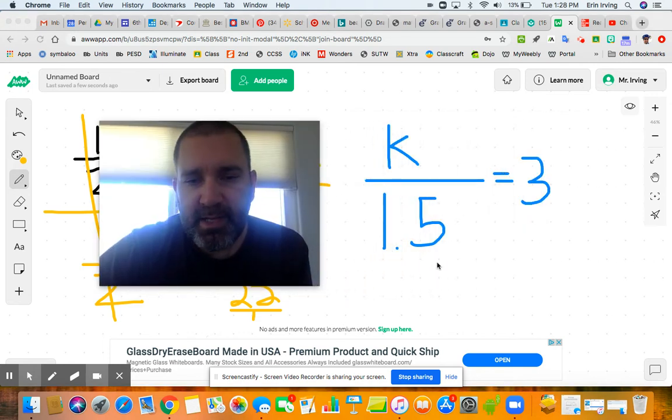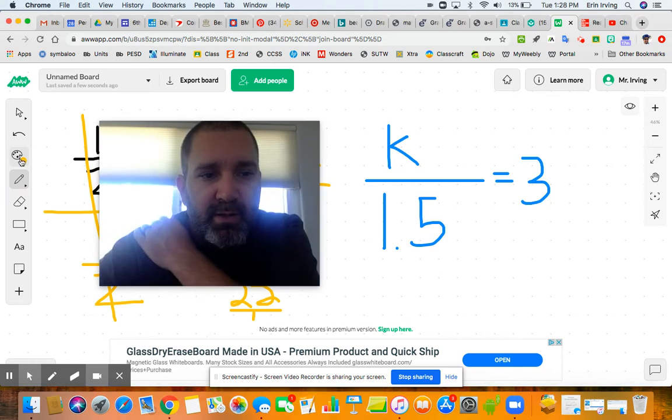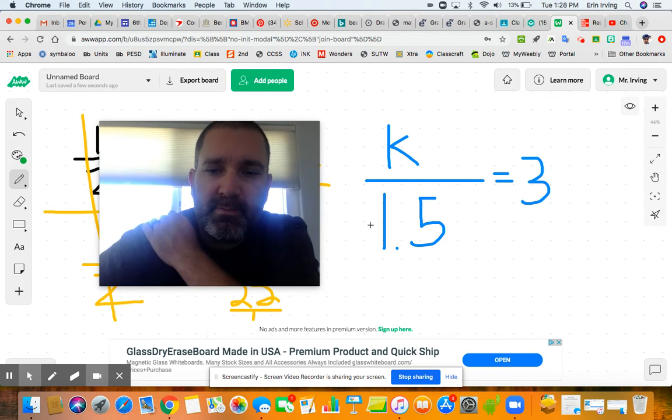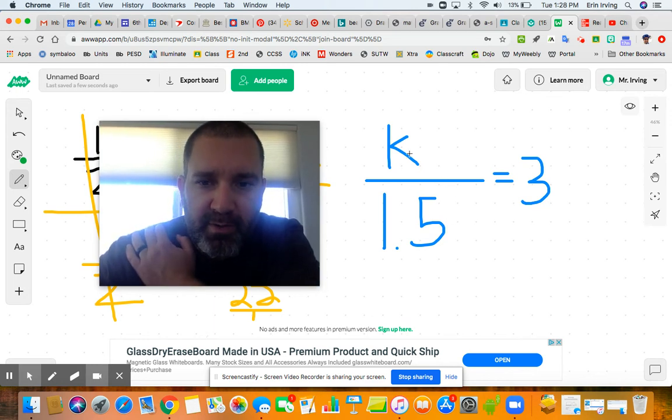Over here, same type of thing. We're dealing with a decimal here. So I'll go ahead and switch colors just so you can see what I'm doing here. And again, same type of problem. You have this variable k. We don't know what k is, but we know that when we divide it by 1.5, we get 3. So we need to do the exact opposite. Instead of dividing k by 1.5, why don't we go ahead and multiply by 1.5?